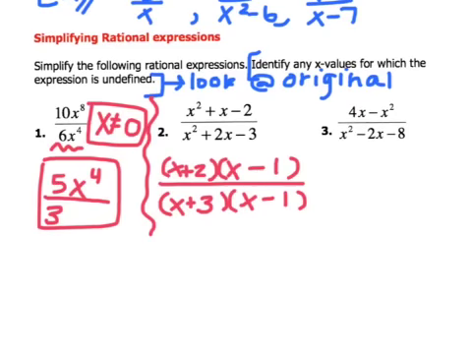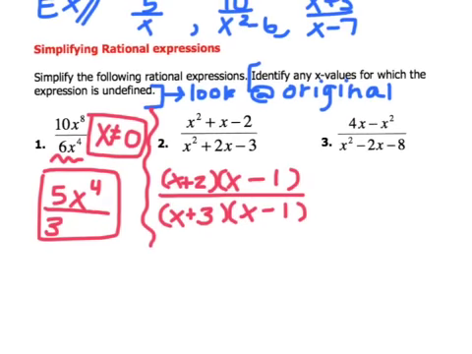So for the x plus 3, what makes that 0? It would be if x equals a negative 3. For x minus 1, what makes that 0? So what would x have to be for blank minus 1 to be 0? That would be a value of 1. So x cannot be negative 3 and x cannot be 1 because that would create an undefined denominator.